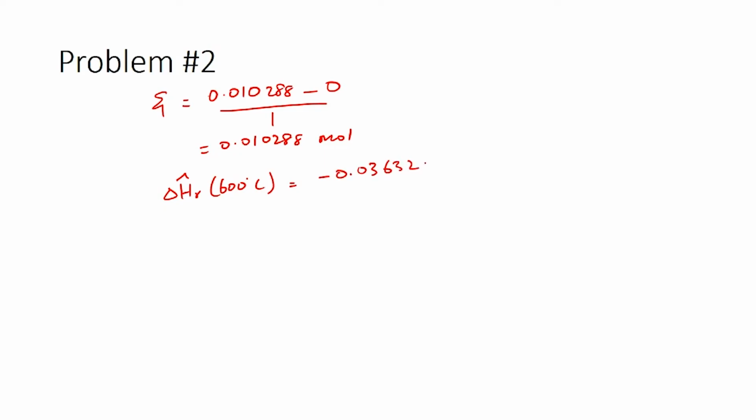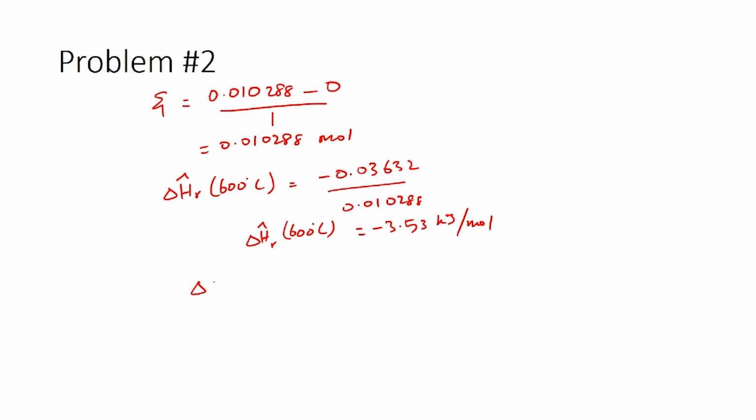So, from here we can calculate delta HR at 600 degrees Celsius as minus 0.3632, which is the delta H we calculated, divided by 0.010288, giving a value for delta HR at 600 degrees Celsius of minus 3.53 kilojoules per mole.